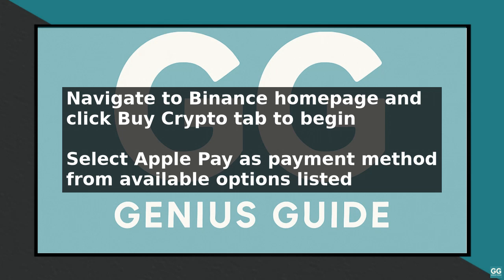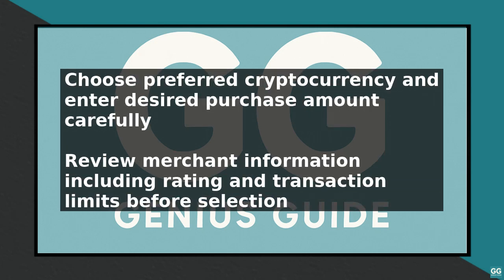After selecting a merchant, you will be redirected to a chat window where you can communicate with the merchant and confirm the transaction details. It is essential to carefully review the transaction details, including the amount, price, and payment method, before confirming the transaction. Once you have confirmed the transaction, the merchant will send you a payment request via Apple Pay. Open the request, review the details, and confirm the payment. The merchant will then release the cryptocurrency to your Binance wallet once the payment is confirmed.